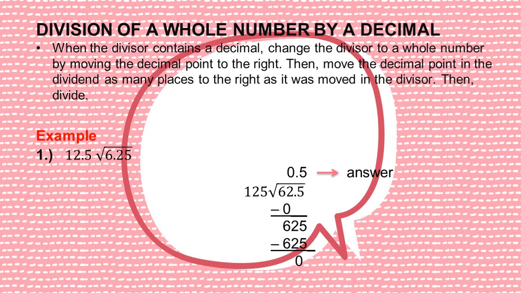Next, division of a whole number by a decimal. When the divisor contains a decimal, change the divisor to a whole number by moving the decimal point to the right.